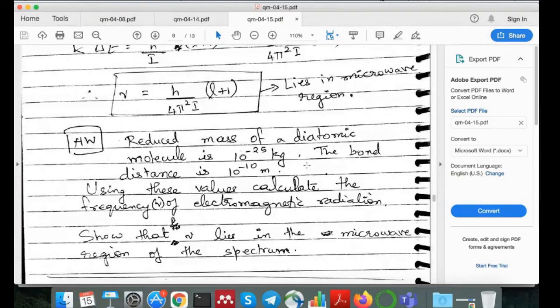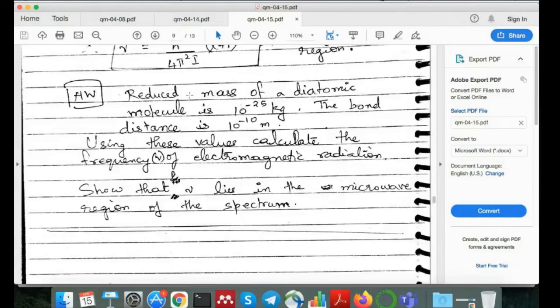This is your homework problem. The reduced mass of a diatomic molecule is 10 power minus 25 kg. The bond distance is 10 power minus 10 meters. Using these values, calculate the frequency of electromagnetic radiation and show that nu lies in the microwave region of the spectrum. You just have to substitute all of this in the frequency formula and see whether the frequency is actually in the microwave region or not. All right.